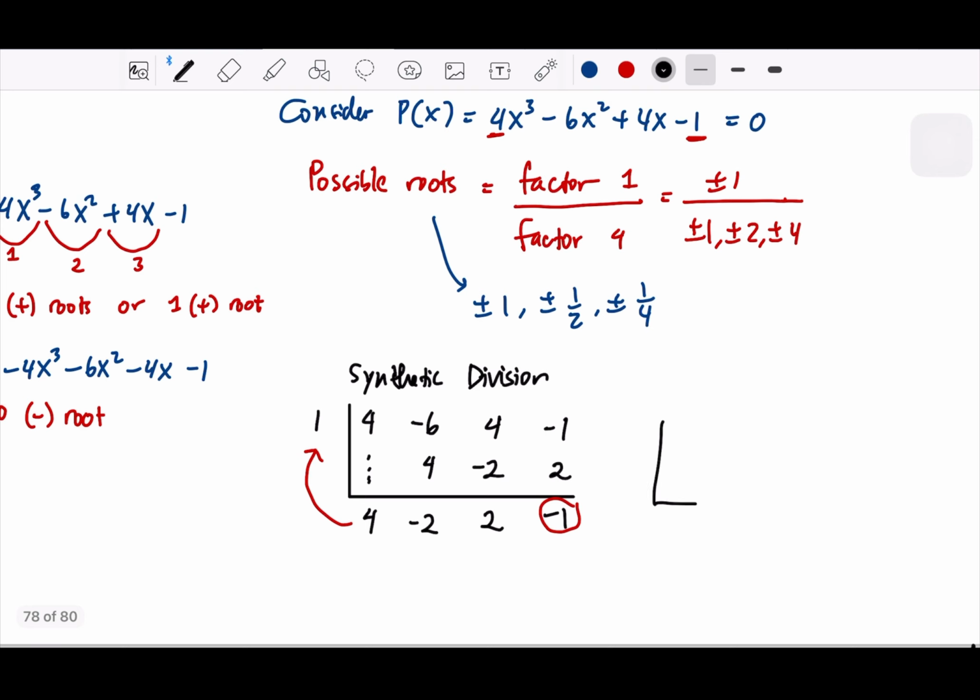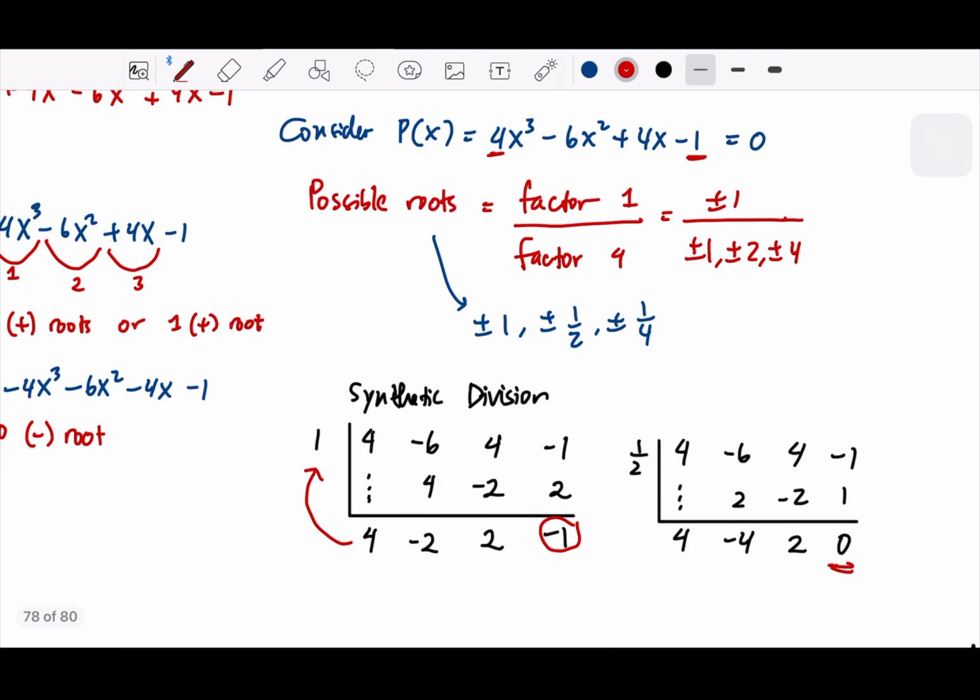We check maybe 1/2. Okay, I think we got this. So when it's 0, then this is our root. So this is our root, a positive root.